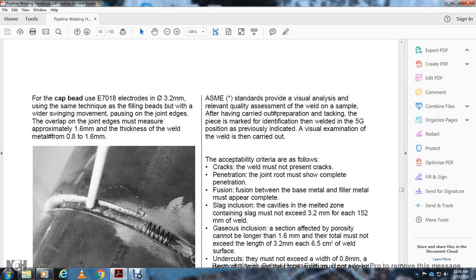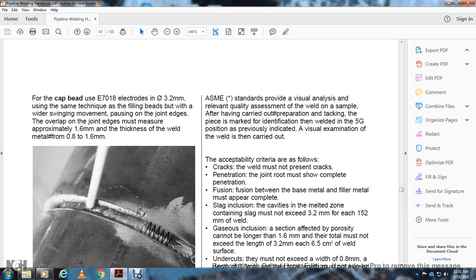The American Society of Mechanical Engineers standards provide visual analysis criteria relevant to quality assessment of the welding sample. After that, the penetration is carried out, tagging the piece with the identification mark, weld at the 5G position previously indicated. The visual examination of the weld is carried out. The acceptance criteria: the weld must not have cracks. Root penetration must show complete fusion between the base and the filler.